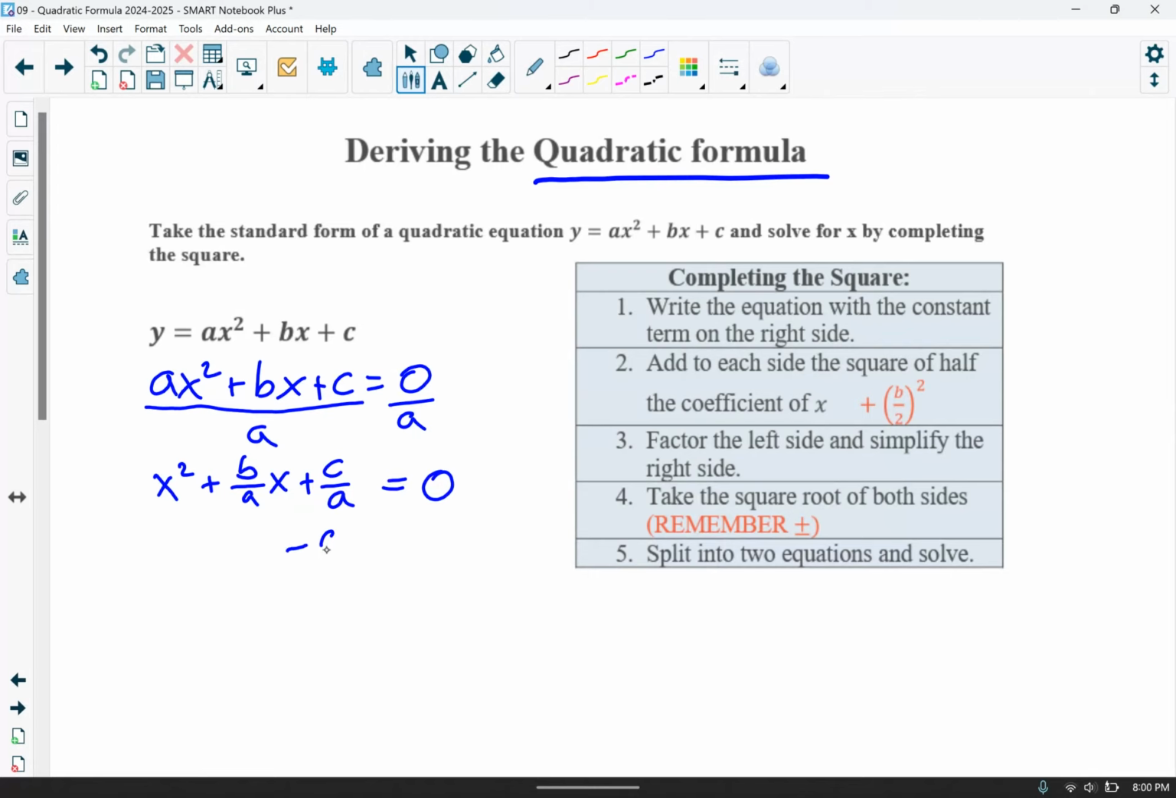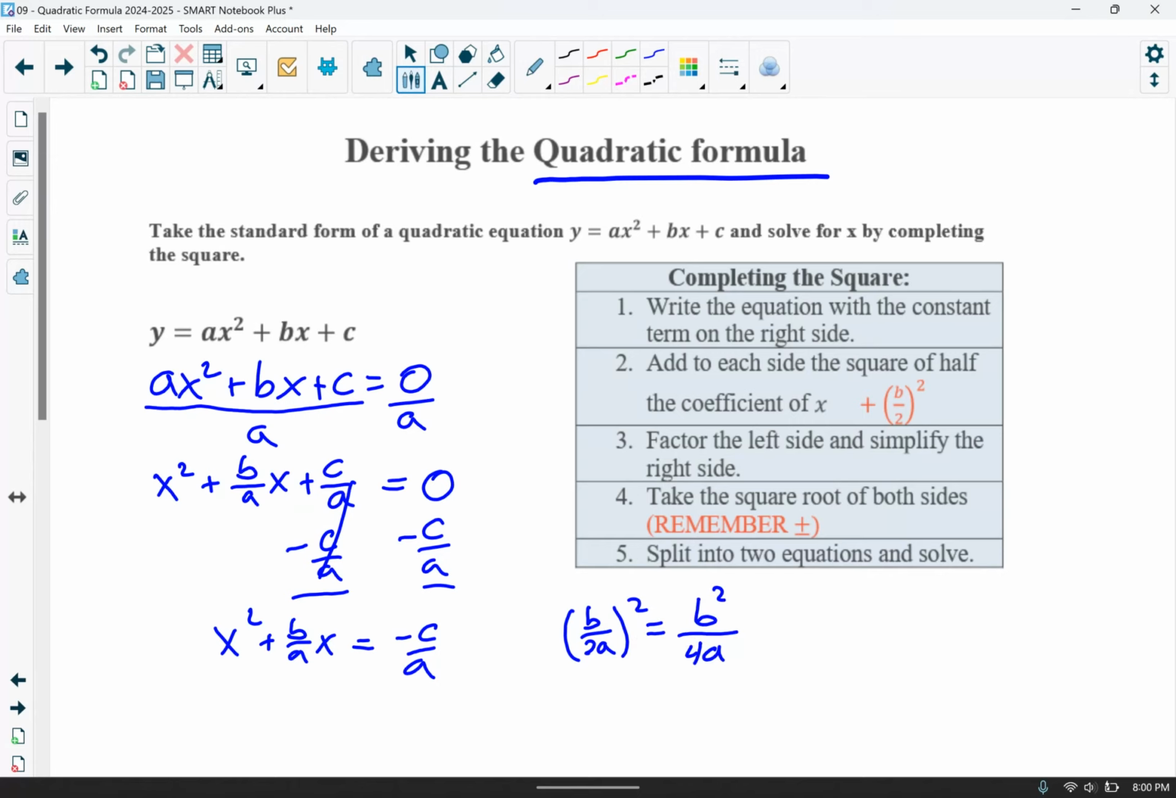Now we'll move our constant term, c over a. So we have x squared plus b over a x equals negative c over a. Our next step is to add the b over 2 squared. So that's going to be b over 2a squared, because that b term is getting divided by 2. B over 2a squared is going to give us b squared over 4a squared.